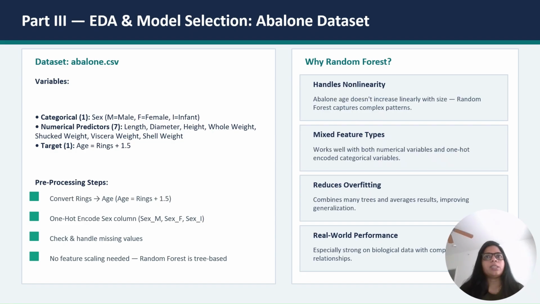The Abalone dataset has the categorical variable sex and numerical predictors of length, diameter, height, whole weight, shucked weight, viscera weight, and shell weight. Here the target variable is identified as age, which is rings plus 1.5.